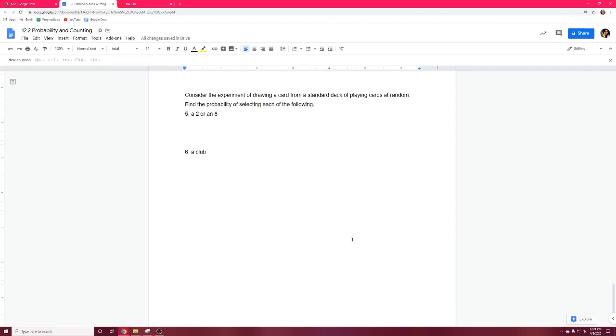Consider the experiment of drawing a card from a standard deck of playing cards at random. Find the probability of selecting each of the following. Okay, so for the standard deck of cards, you need to know that in each deck of cards, they have 52 cards. Okay, and 13 of them are hearts.